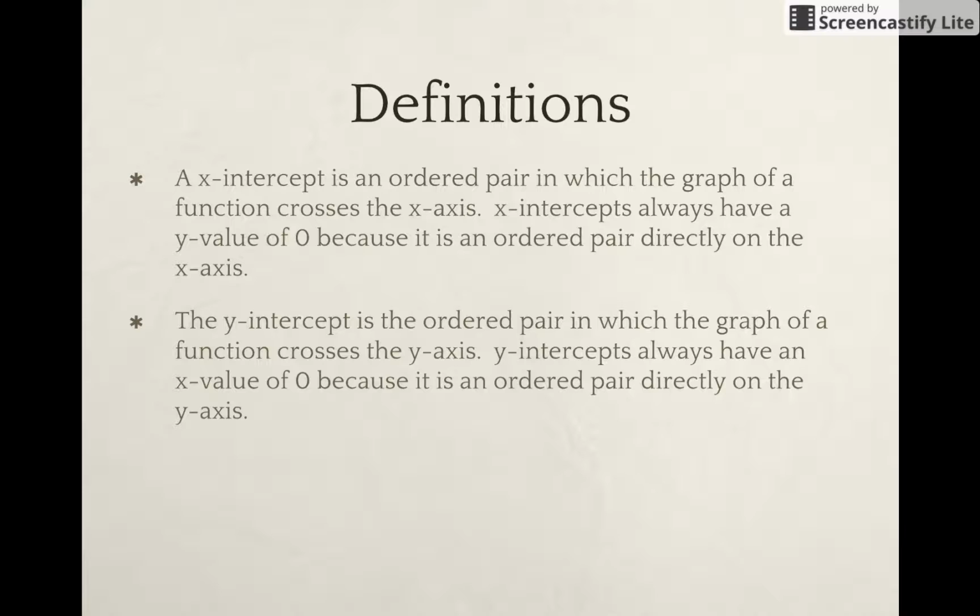The y-intercept is the ordered pair in which the graph of a function crosses the y-axis. Y-intercepts will always have an x value of 0 because it's an ordered pair directly on the y-axis. It has no horizontal deviation. It's still on the y-axis. So anytime we identify a y-intercept, we know that the x value will be 0.